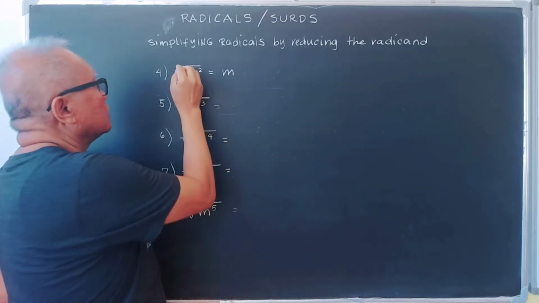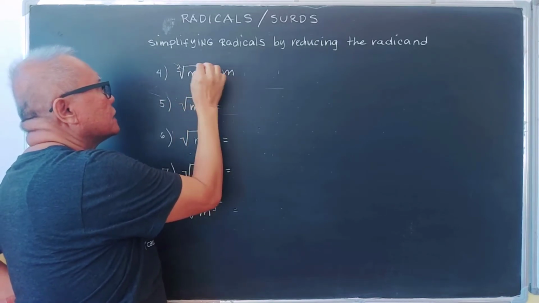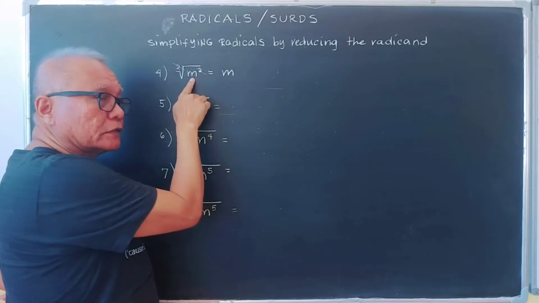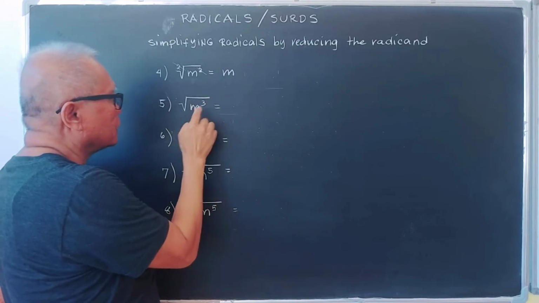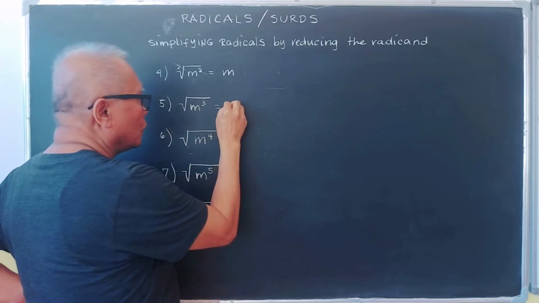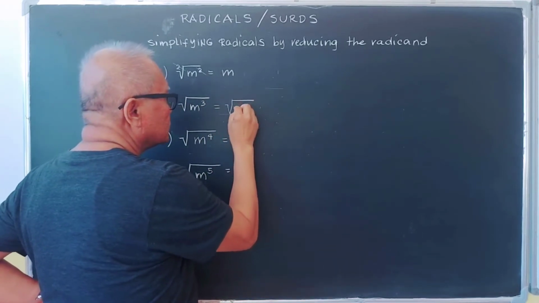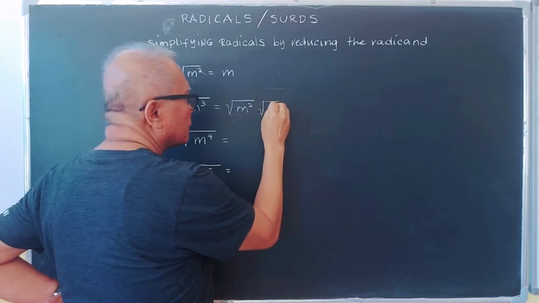Here, this index is 2. This one cancels, and m remains. That is our concept. So that is m. For here, because this index is 2, we can break this one into m squared, and then the other one is m.